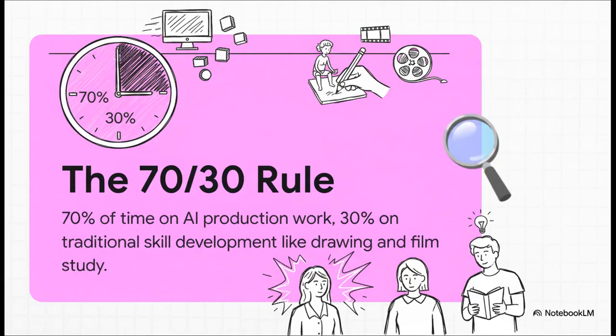And finally, I want to leave you with a key strategy for the long haul. Let's call it the 70-30 rule. Because AI is so fast, it can be easy to burn out or let your core skills get rusty. So to keep yourself sharp, spend about 70% of your time on this AI-assisted production work, but dedicate that other 30% to pure, non-AI skill building. Life drawing, studying film, you name it. It's how you keep your artistic core powerful.